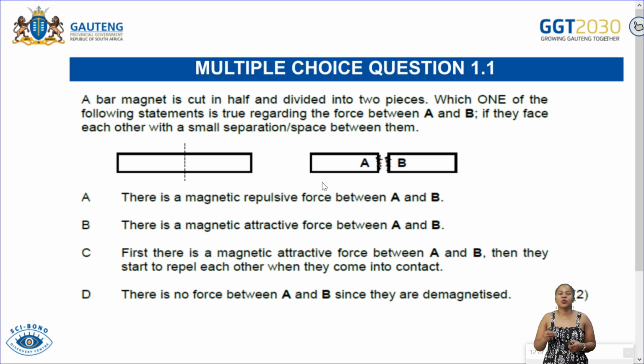So for you to be able to choose the most correct answer amongst the 4 provided, you should be able to see the ones that are distracting you from finding the correct answer, and then you deal with the 2 and identify the correct answer. Okay, so the question presented to us is saying a bar magnet is cut in half and divided into pieces. Which one of the following statements is true regarding the force between A and B if they face each other with a small separation between them? And they gave us a good diagrammatic representation here.